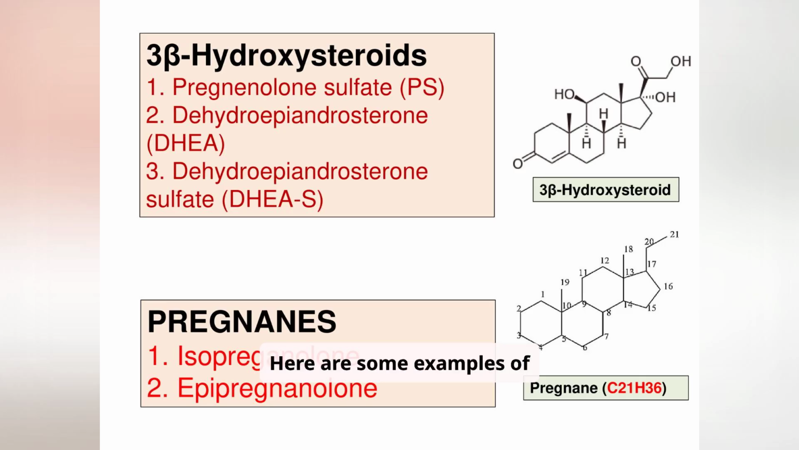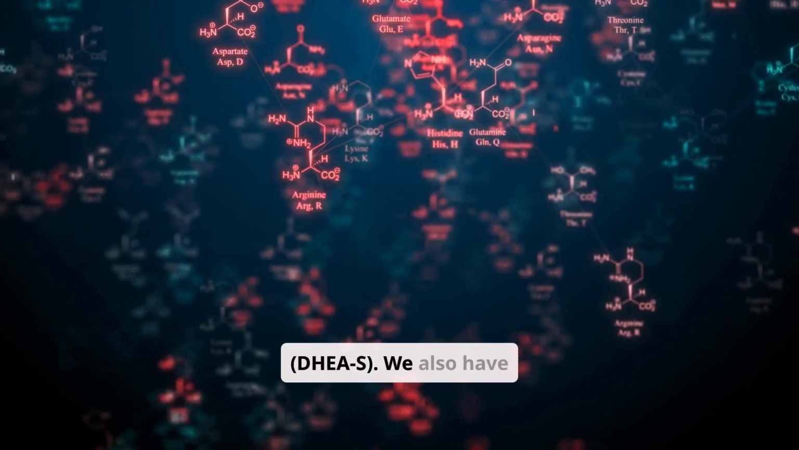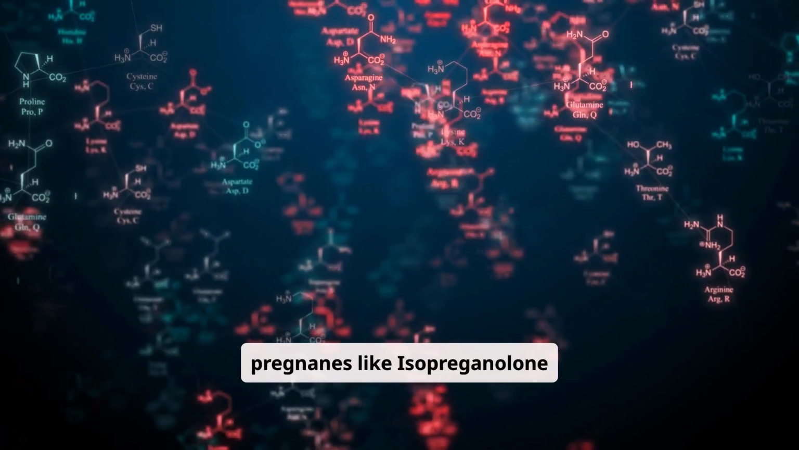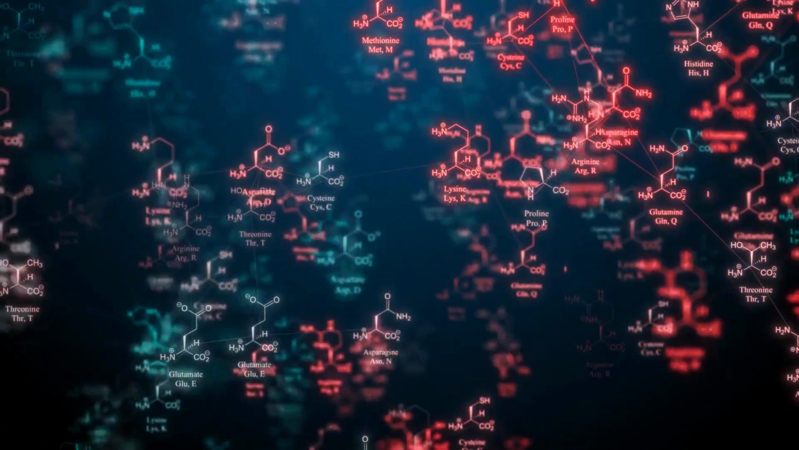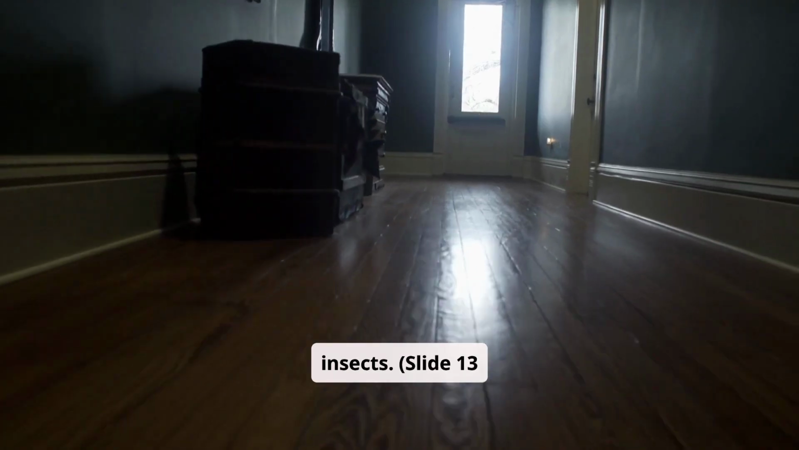Here are some examples of 3β-hydroxysteroids, including pregnenolone sulfate, PS, dehydroepiandrosterone, DHEA, and dehydroepiandrosterone sulfate, DHEAS. We also have pregnanes like isopregnanolone and epipregnanolone. Now let's briefly touch on pheromones. These are chemical signals used for communication between individuals, particularly in insects.